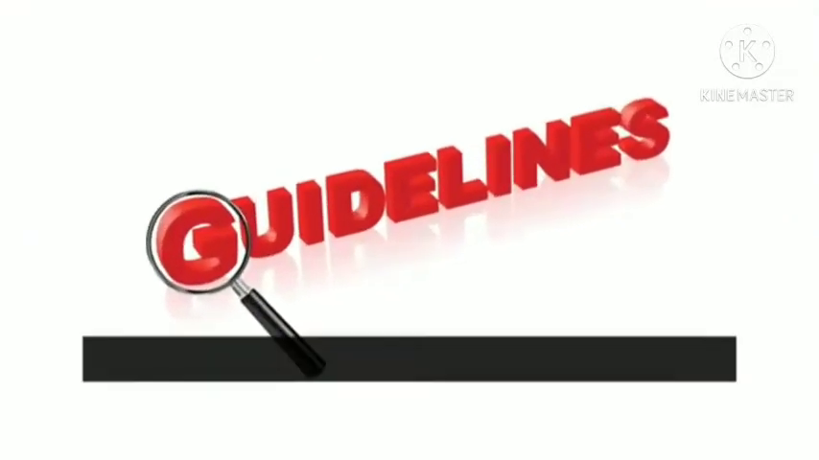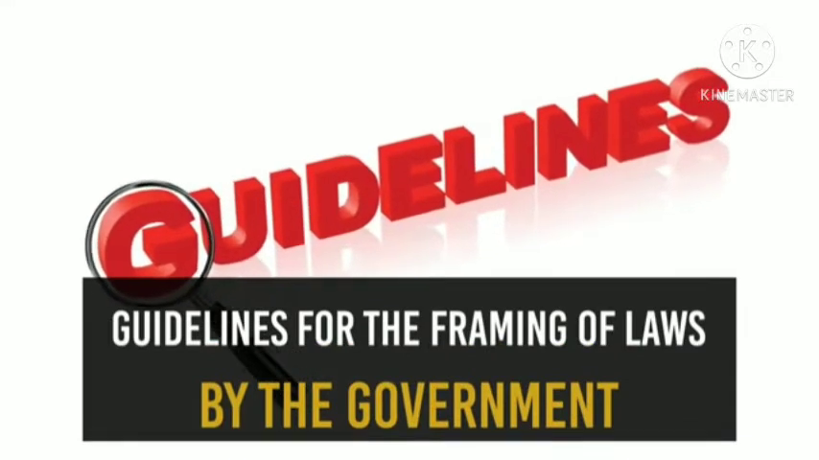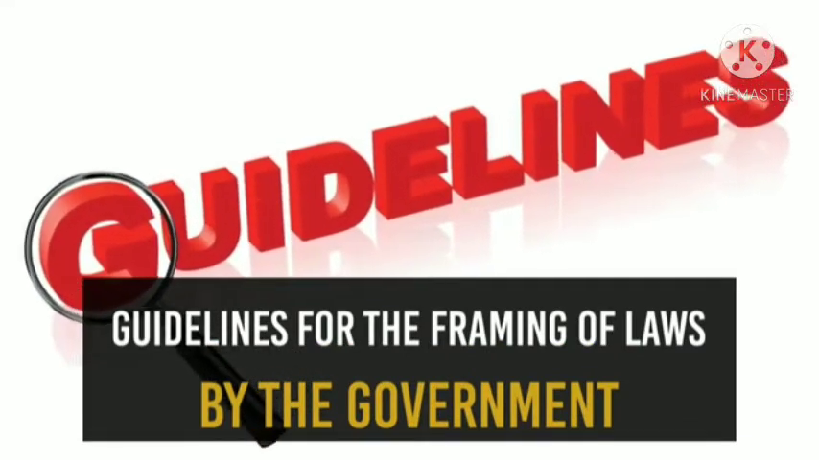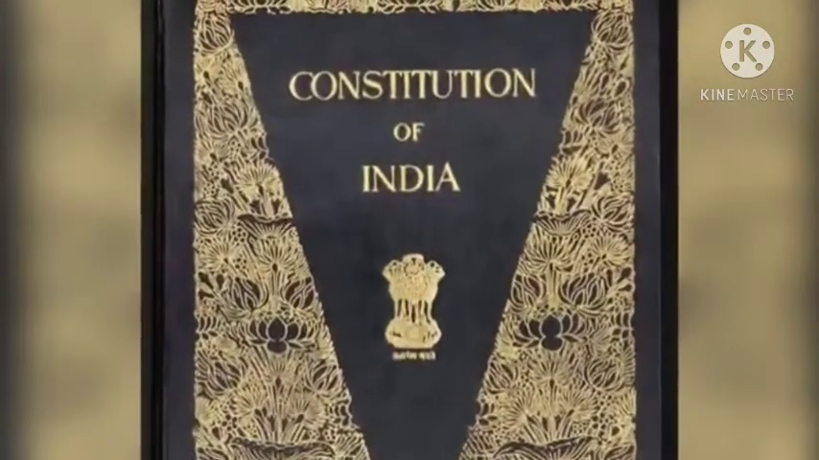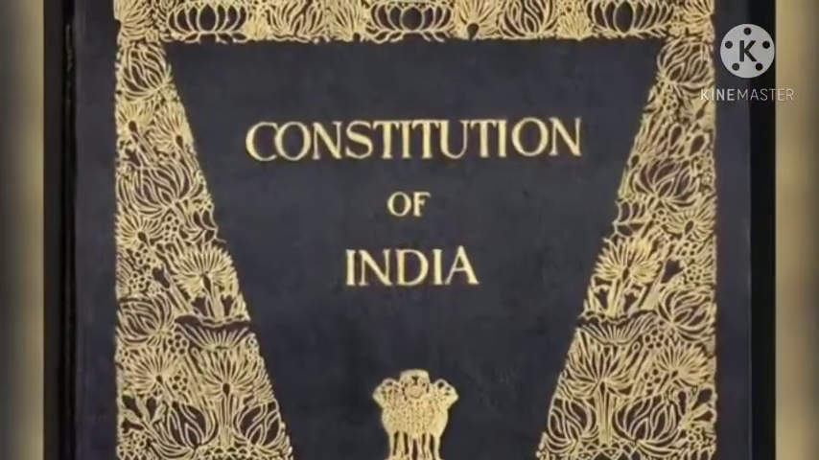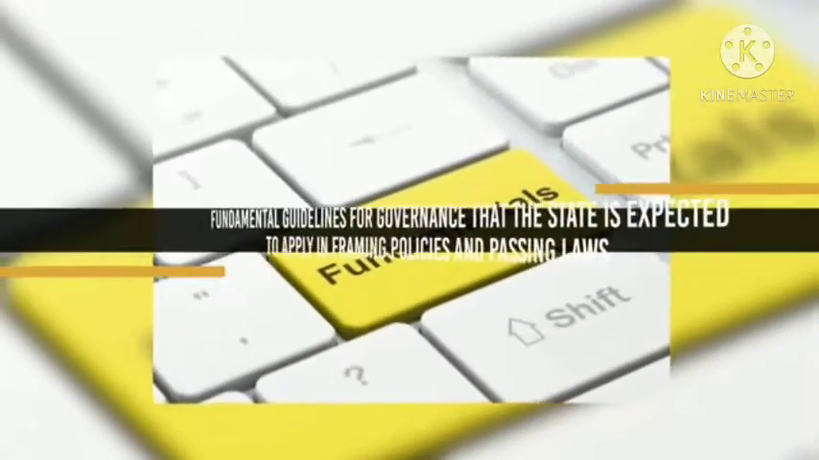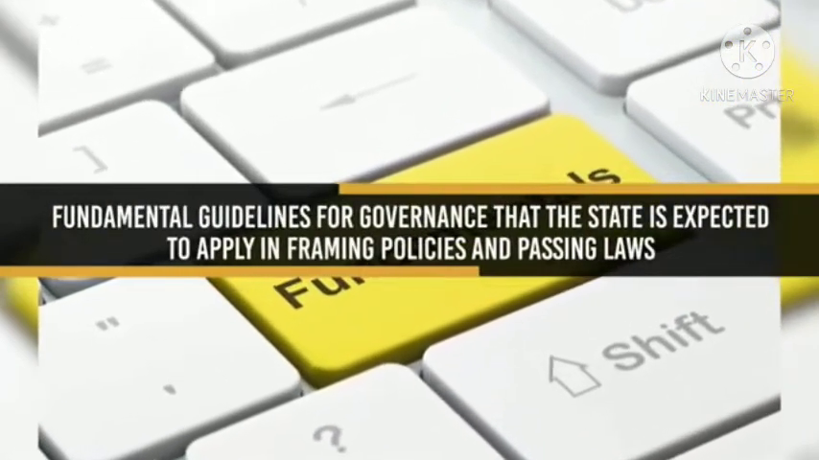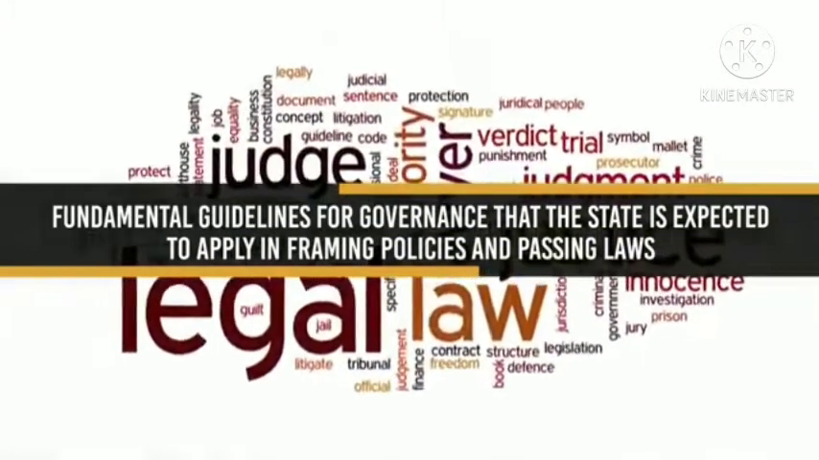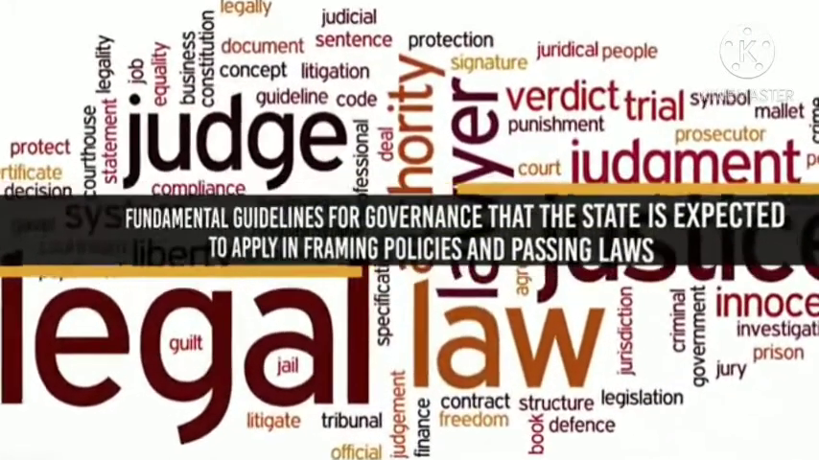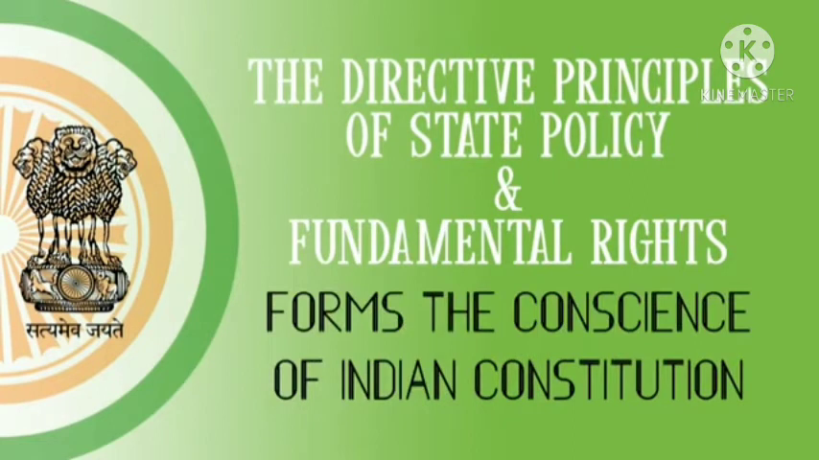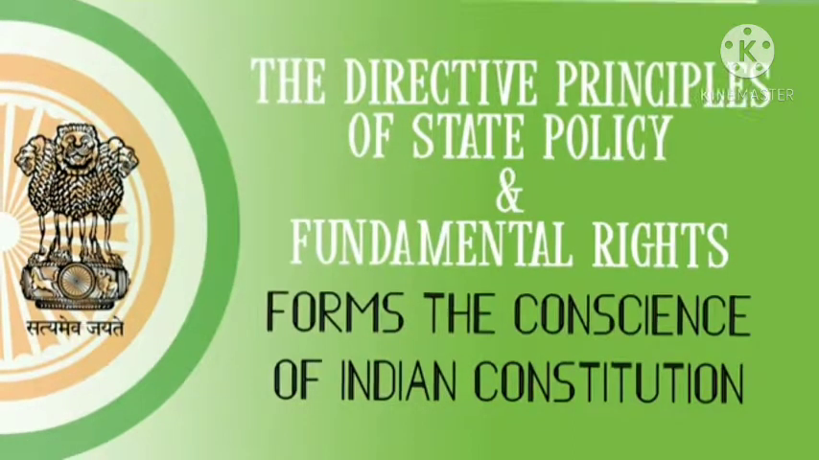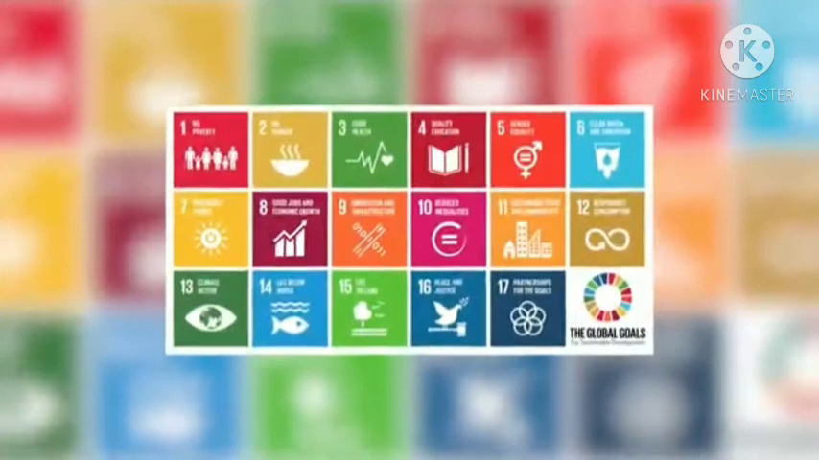DPSP are the guidelines for framing of the laws by the government. This is included in Part 4 of the Constitution and it's not enforceable by the courts. Fundamental guidelines for governance that the state is expected to apply in framing policies and passing laws. The basic aim of the DPSP is to set up social and economic goals. The DPSP and the fundamental rights form the conscience of the Indian Constitution.